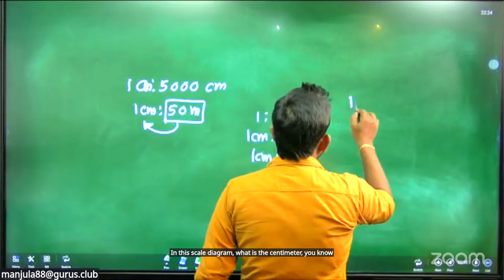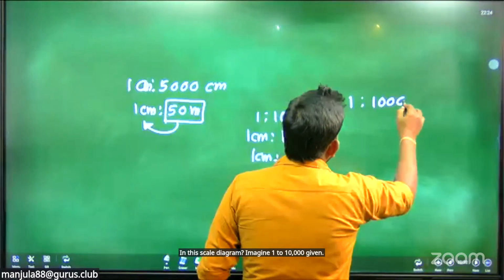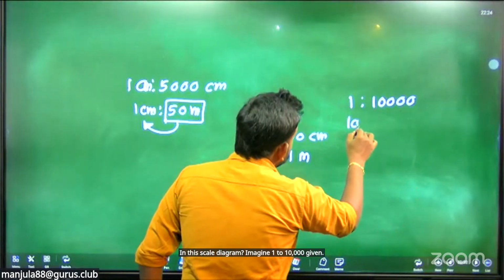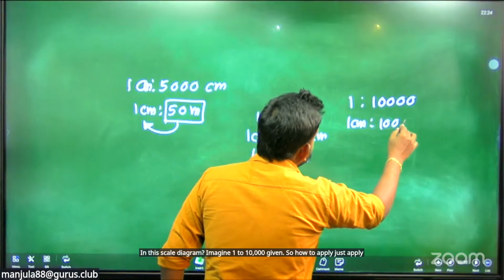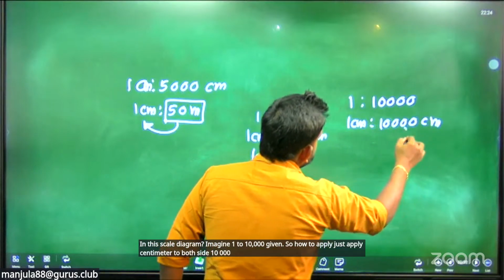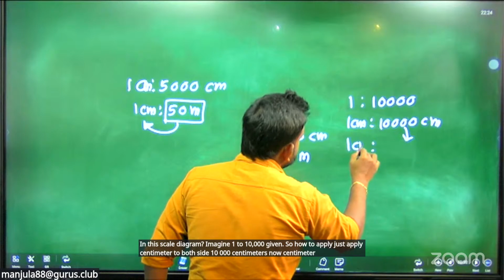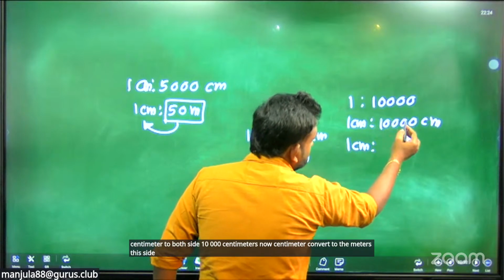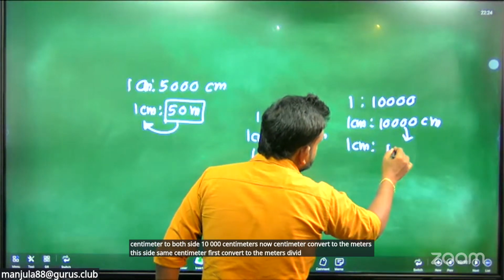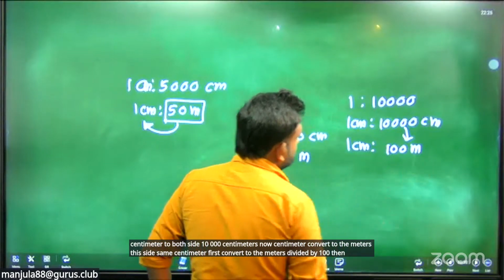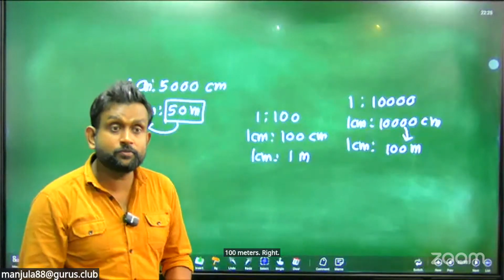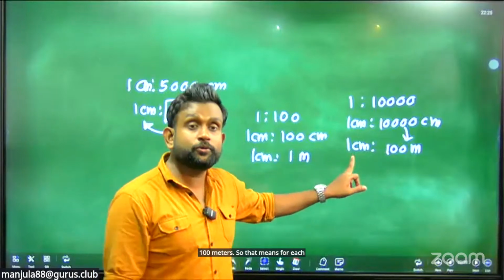Imagine 1 to 10,000 is given. So how to apply? Just apply centimeters to both sides, 10,000 centimeters. Now convert centimeters to meters. Same on this side: first convert centimeters to meters, divide by 100. Then 100 meters. Right. So that means for each 100 meters, you draw 1 centimeter.